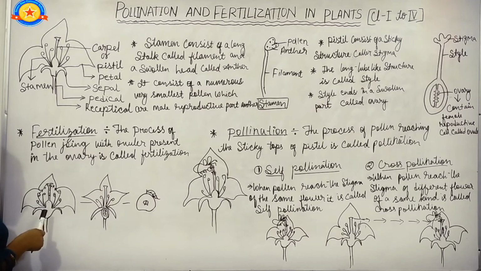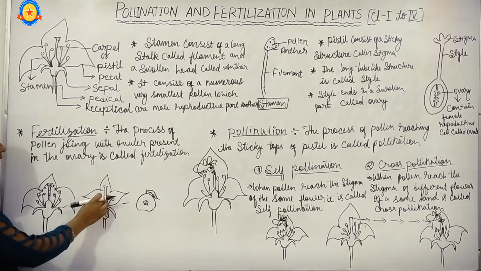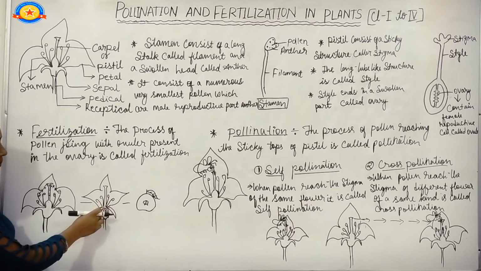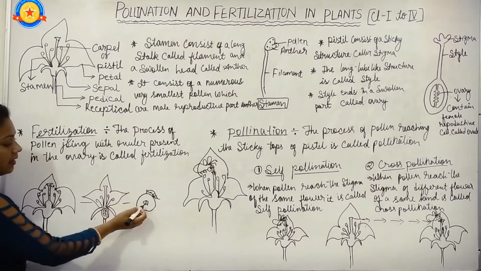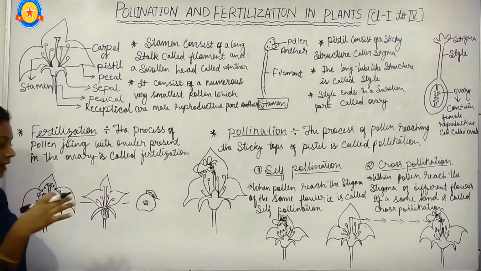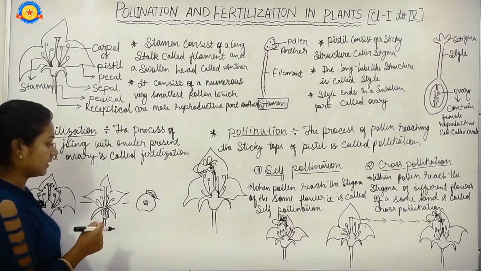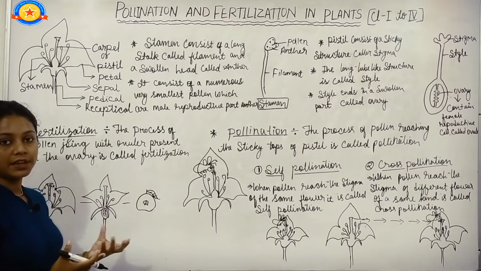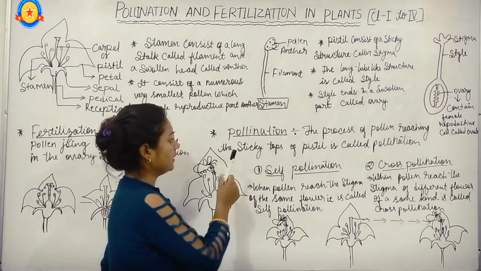The fertilization starts, and the ovary swells to form a fruit. The pollen grain goes to the stigma, and from the stigma it goes to the ovary, which swells to form the fruit. As we can see, in different fruits we get to see the seeds in it. This is how fertilization takes place in a plant. Next we will talk about pollination.